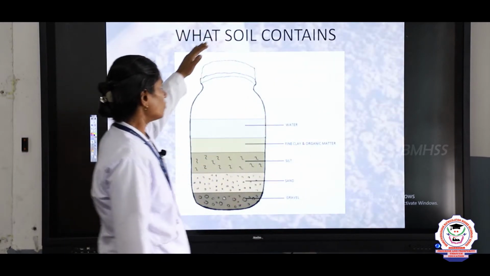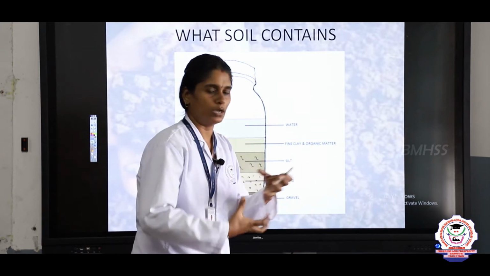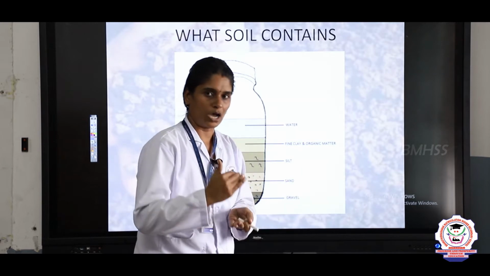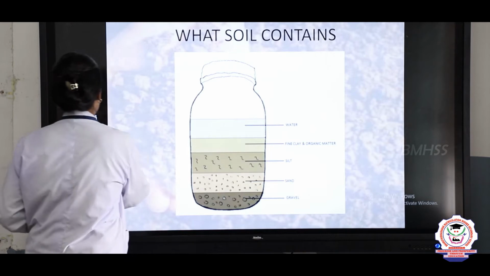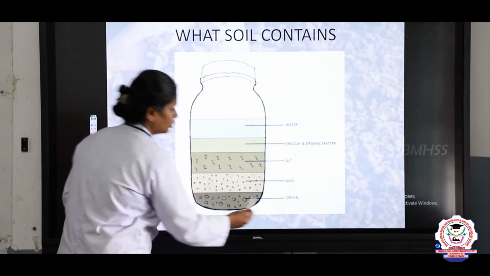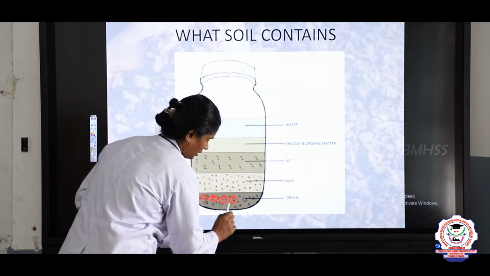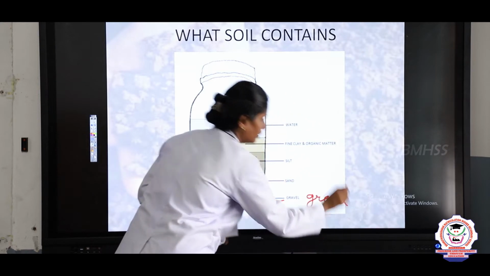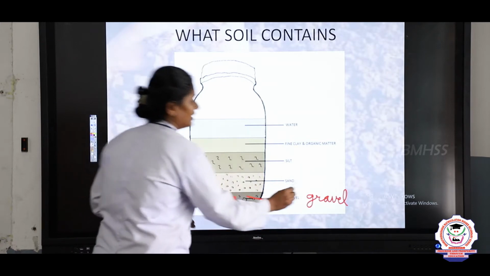Now let us see what soil contains. If you take more amount of soil, and you pour water and keep it in a jar, after a few days you can see the soil contents. Under the ground, at the bottom of the bottle, you can see gravel. Gravel is nothing but small stones. Above the gravel we can see sand.